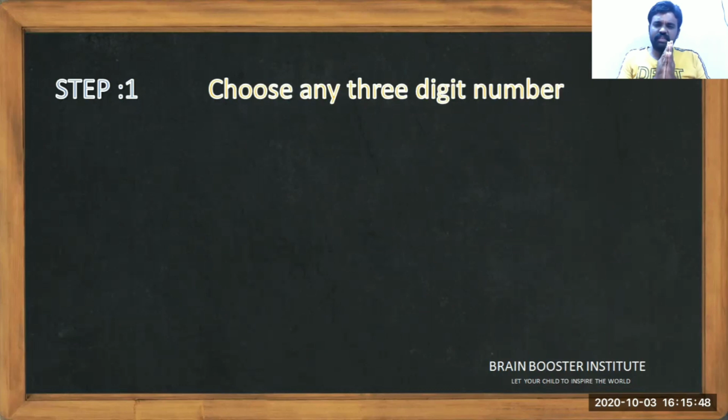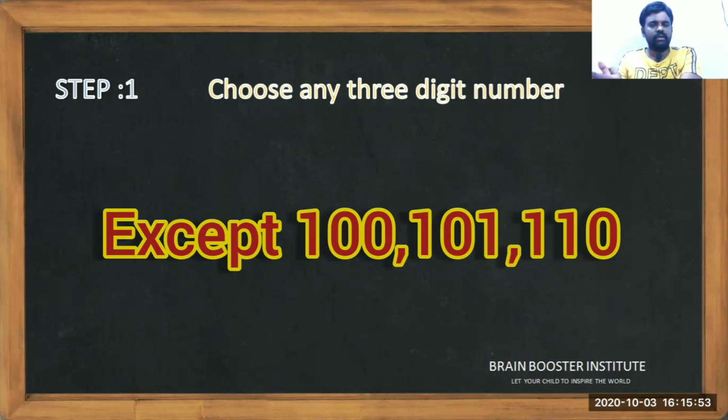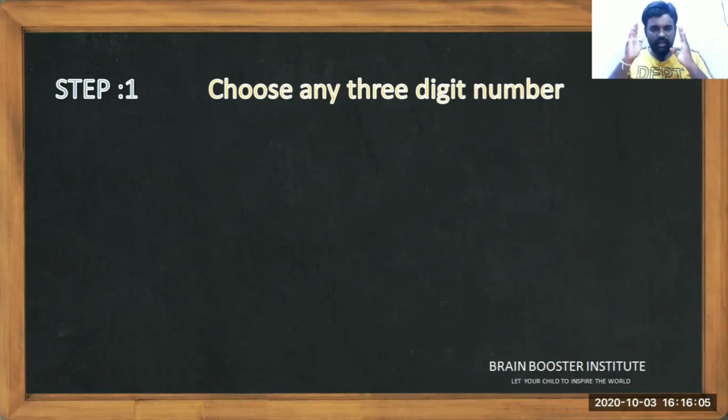You can choose any three-digit number from 100 to 999, except 100, 101 and 110. Except these three numbers, you can select any three-digit number. Why? Because this game doesn't apply to these three numbers. So you can choose any number. For example, I'm taking 497.